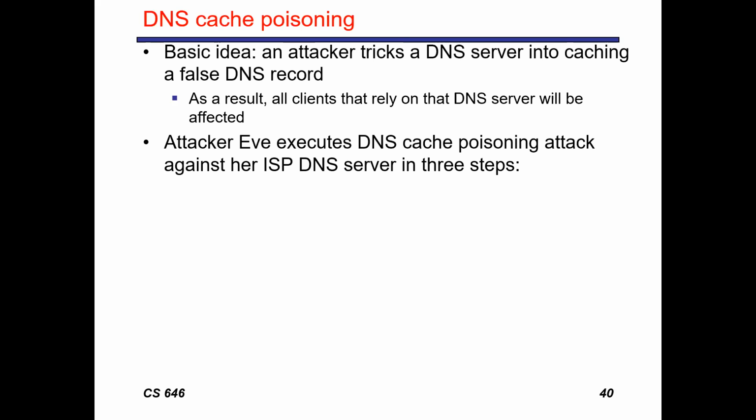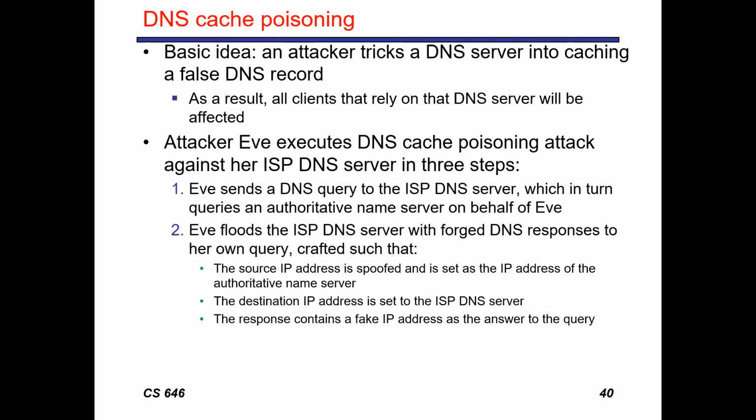Let's talk about the DNS cache poisoning attack. How does this basically work? The basic idea behind this attack is that the attacker will try to trick the DNS server into caching false DNS records. And as a result, the client, because he relies on the DNS server to provide him the records, if the DNS server is compromised by DNS cache poisoning, will get the false IP addresses and be redirected to the attacker's website.